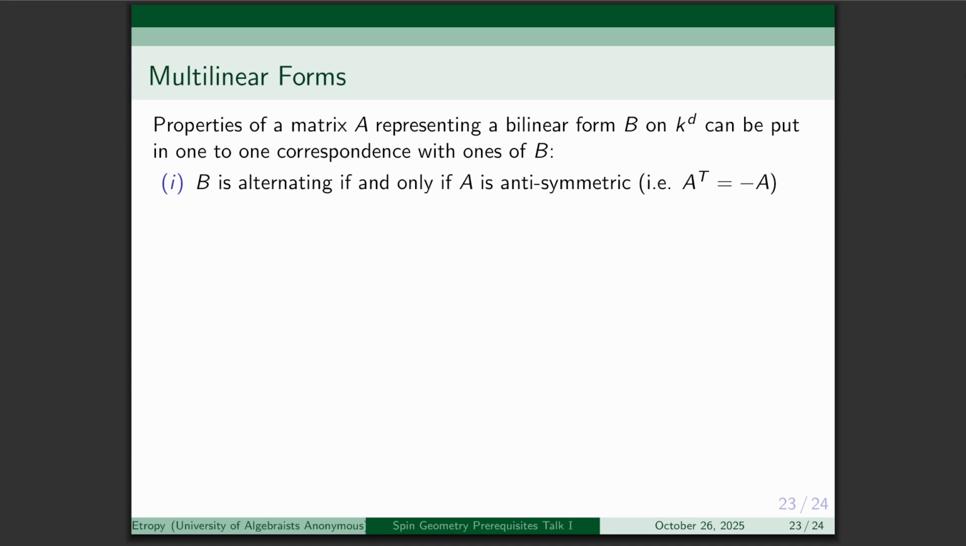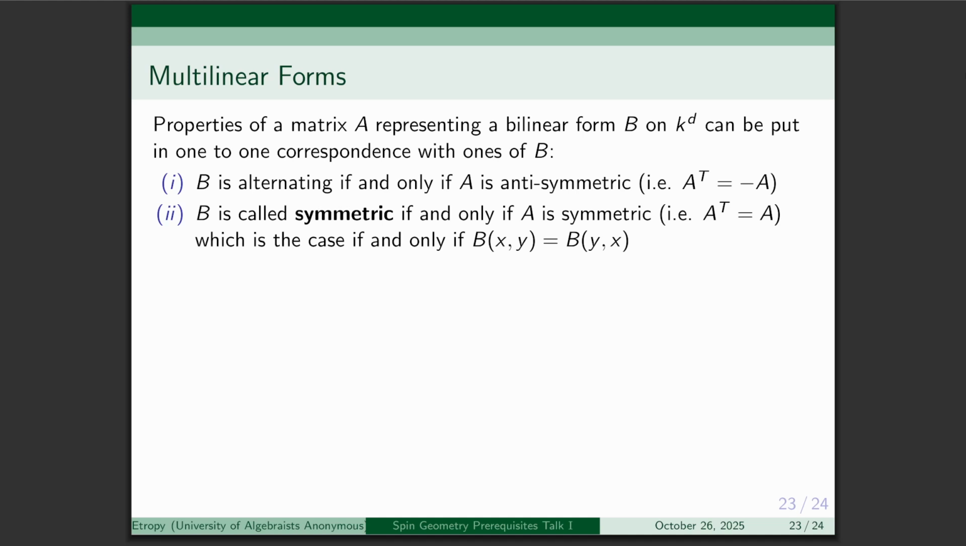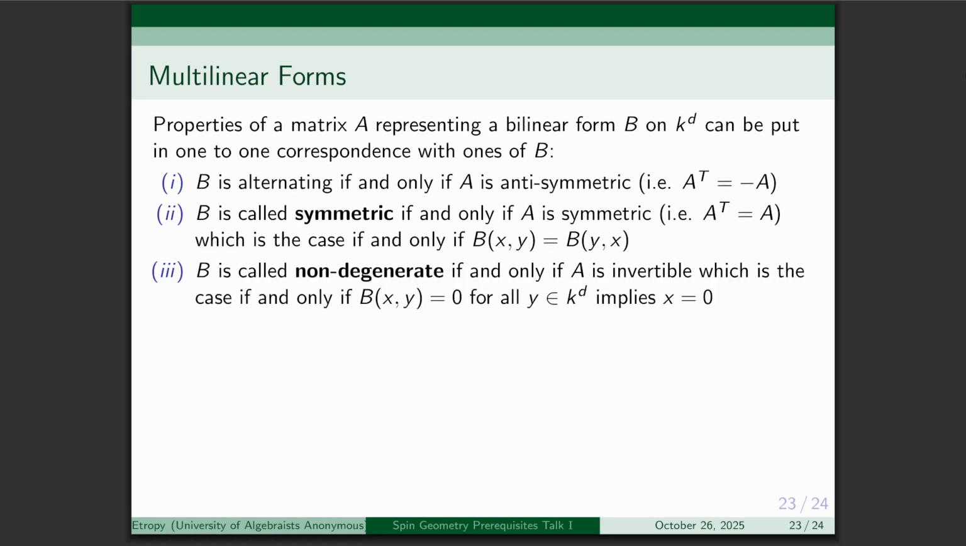So the bilinear form will be alternating precisely when the matrix is antisymmetric. You can just go into the definition of the correspondence and note that this is how it reads out. It will be symmetric, which means that it maps (x, y) to the same place where it maps (y, x), precisely when the matrix is symmetric. It will be what's called non-degenerate precisely when the matrix is invertible, and it reads out as the condition in terms of the bilinear form that any non-zero vector will necessarily have some vector with which the bilinear form's value is non-zero. Alternatively, you can put the converse as this.